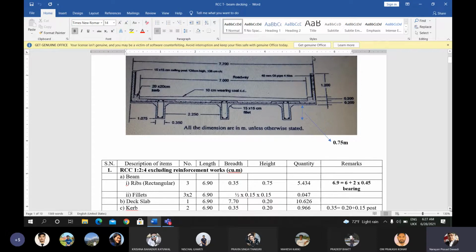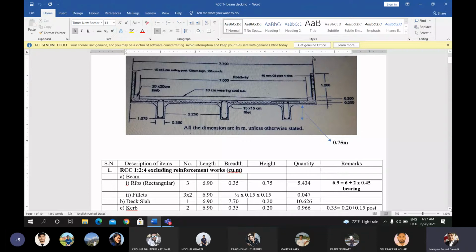Okay, and this length of the curve is also passing along the longitudinal direction of the bridge. So that length will be 6.9. Okay, the curve length will be 6.9, and the width will be 0.20 plus 0.35, and the height will be 0.20. Okay, this gives the value of the curve.